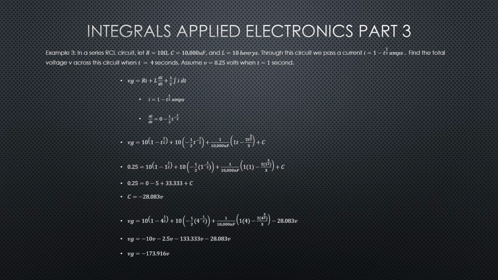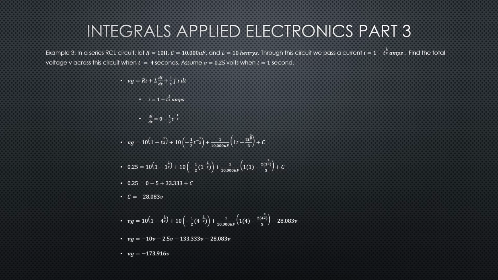Okay, so we've got our original Kirchhoff formula. Vg is equal to Ri plus L di dt plus 1 over C times the integral of I. Now we know that I is equal to 1 minus t to the half power in amps, so we can find the di dt of this one. Di dt is equal to negative 1/2 t to the negative 1/2 power. Now we can put in all of our knowns here, our resistor and our inductor and our capacitor and all of our t's.